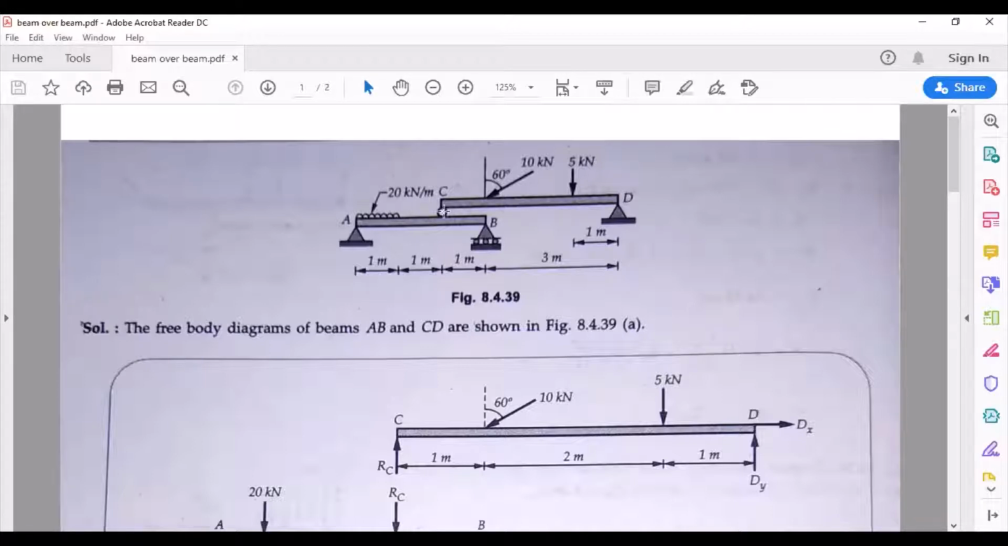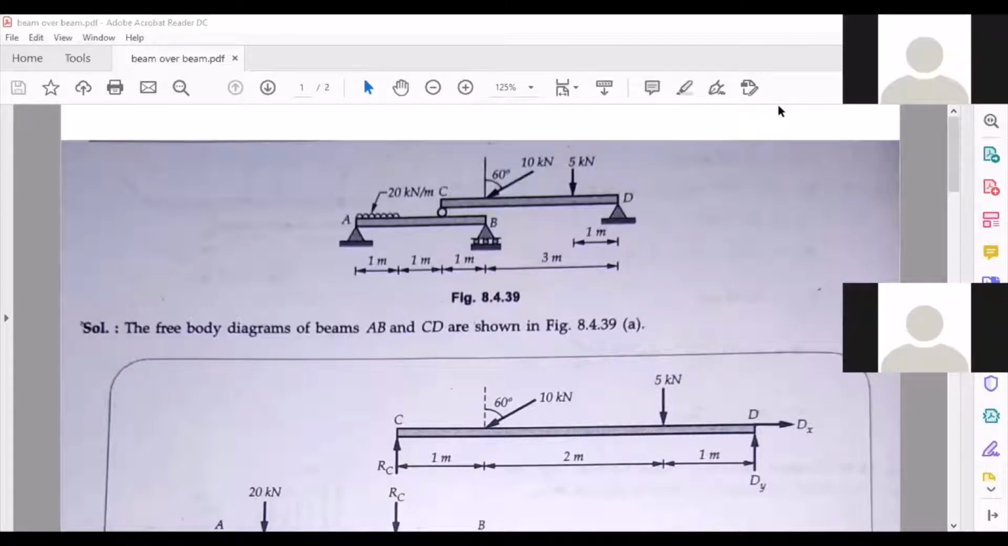Now, next, what you need to concentrate on in this problem is that there is one point of contact between the two beams, that is at point C. You can see that there is a small round thing given in connection with beam AB and CD. This is nothing but a roller.